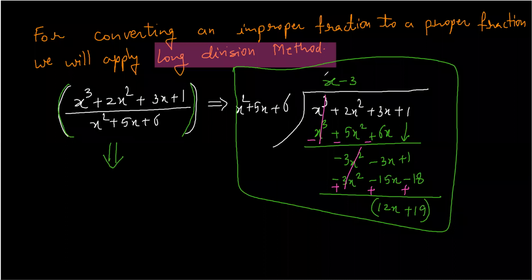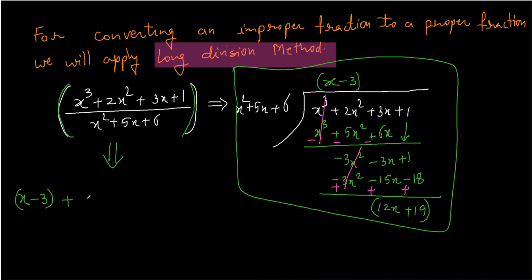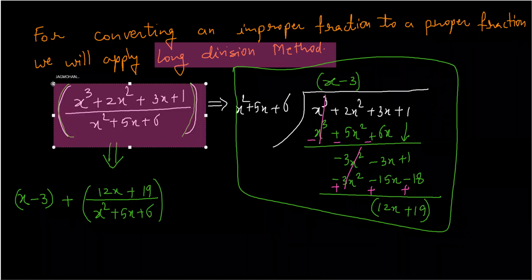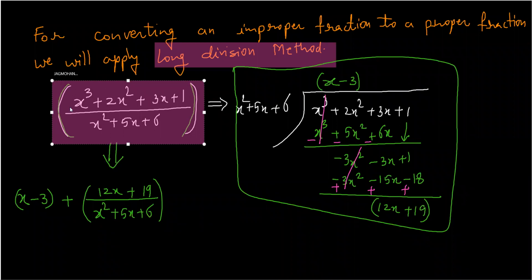remember, quotient. What was the quotient? Quotient is x minus 3. It will be equal to x minus 3, quotient, plus remainder. What is the remainder? 12x plus 19 upon divisor, x squared plus 5x plus 6. Now you can check here, students, that here you had an improper fraction.